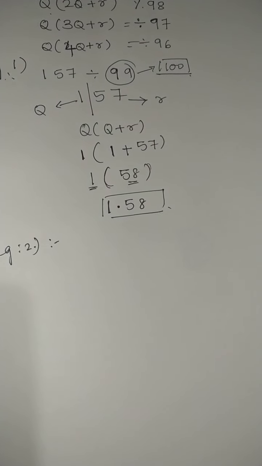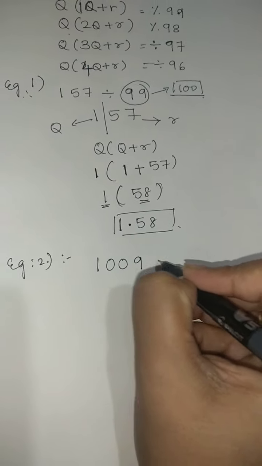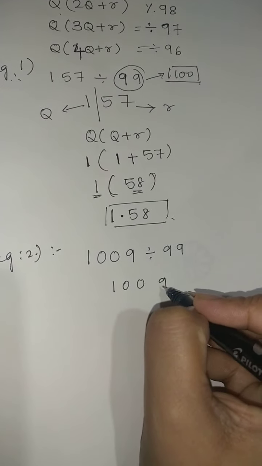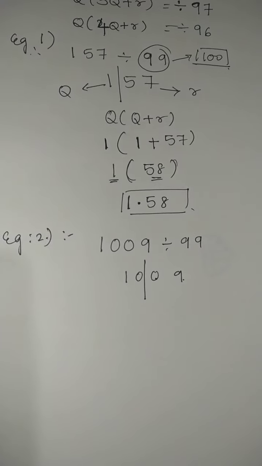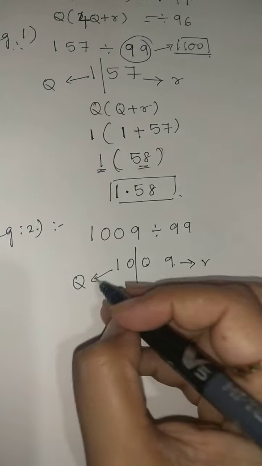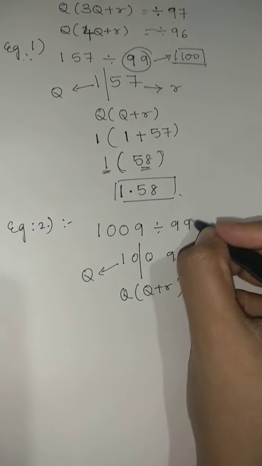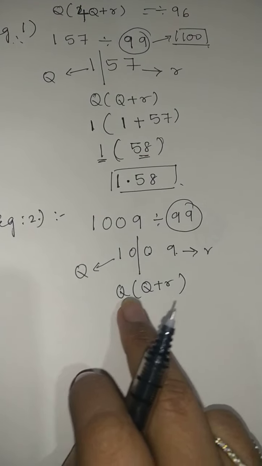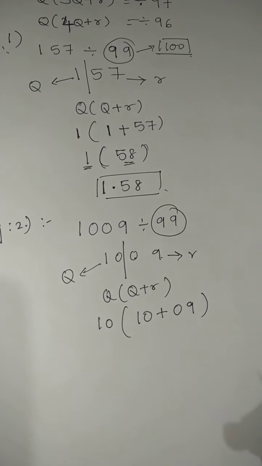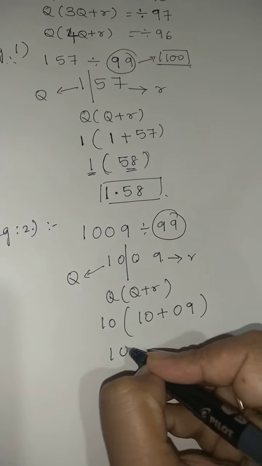Take the number 1009 divided by 99. My first step is to put a crack between the tens and hundreds of 1009. This is my Q value, this is my small r value. Now I'll substitute Q plus r, because I'm dividing by 99, my formula is Q plus r. So Q is 10 plus 09. What is my answer? 10 plus 09, that is 10 bracket 19.